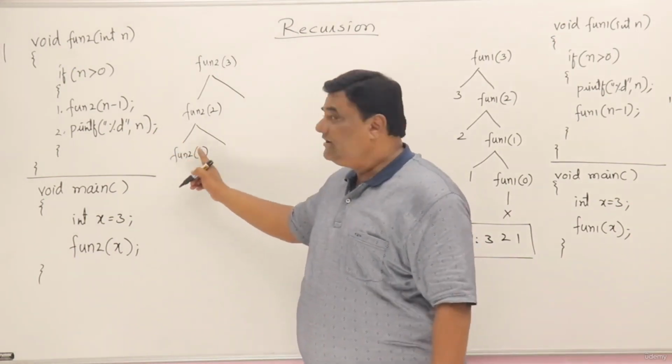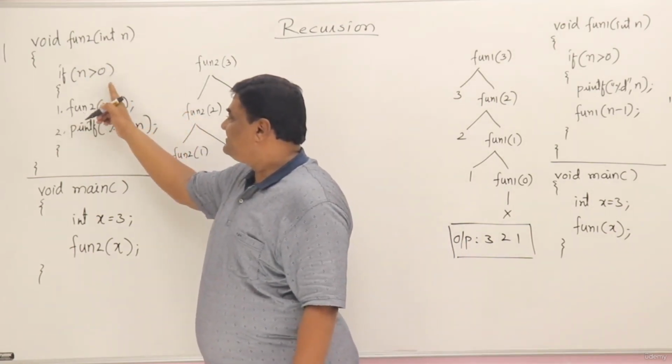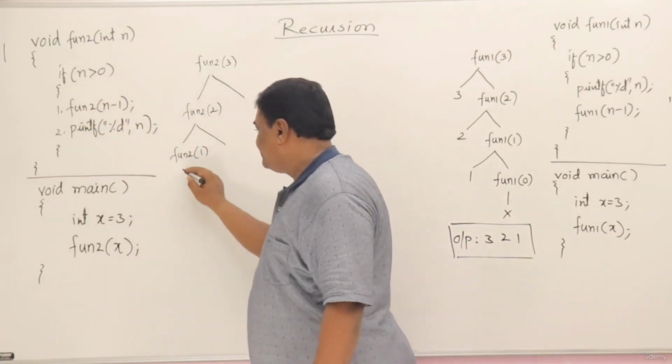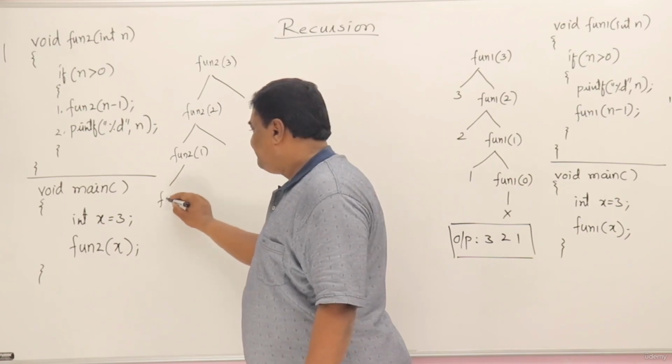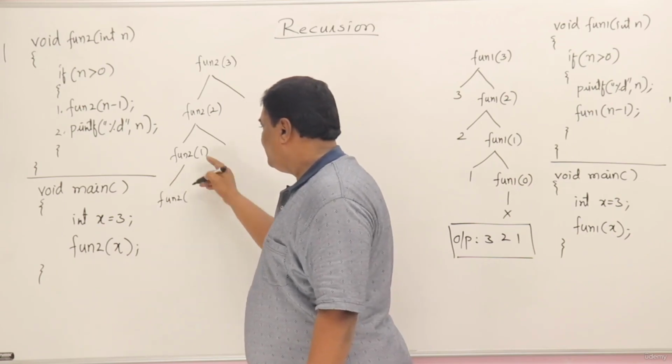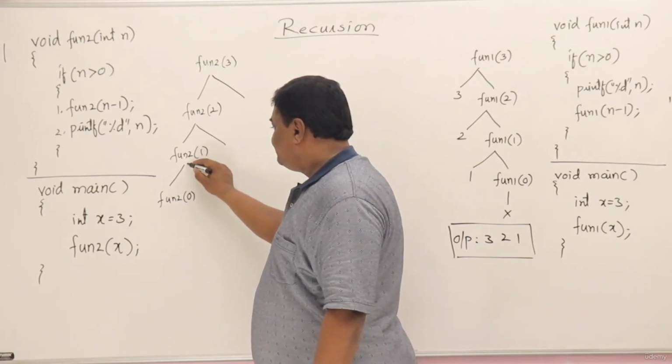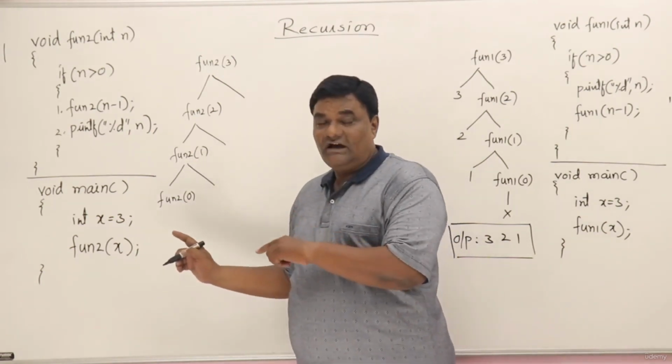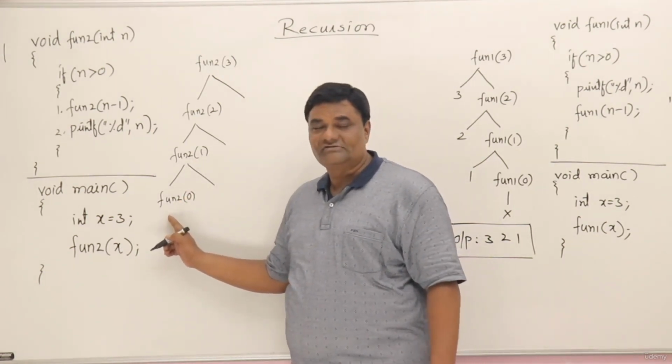What is the first statement? Fun2 of 1. 1 is greater than 0. So call itself for n minus 1. So again next call, fun2 of 1 minus 1 is 0. And printing, that will be done afterwards. First this has to finish.